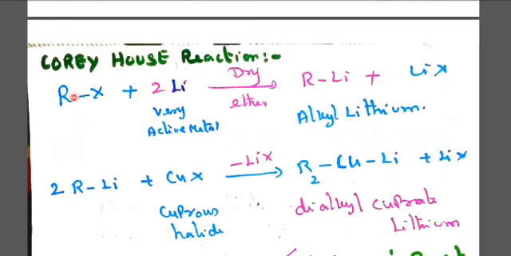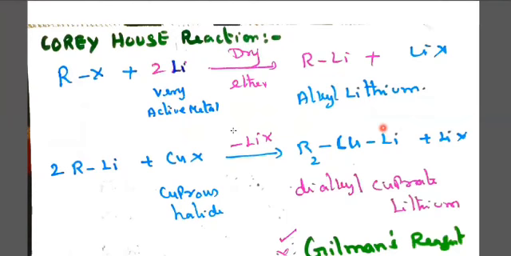So we get RLi; two lithiums I have chosen. One lithium forms lithium halide, and the other is linked with the alkyl group. So LiX is the lithium halide, and RLi is alkyl lithium. The first step is formation of alkyl lithium. In the second step, two alkyl lithium are reacted with a cuprous halide, any cuprous halide. So first LiX is released, and in the second step Li is also released.